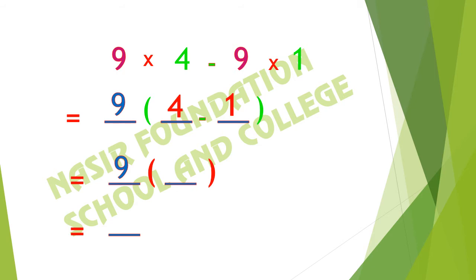First of all we will solve the brackets. Inside the brackets there is 4 and 1. We have to subtract 1 from 4 and we get 3. Now we will multiply 9 and 3. 9 into 3 we get 27.